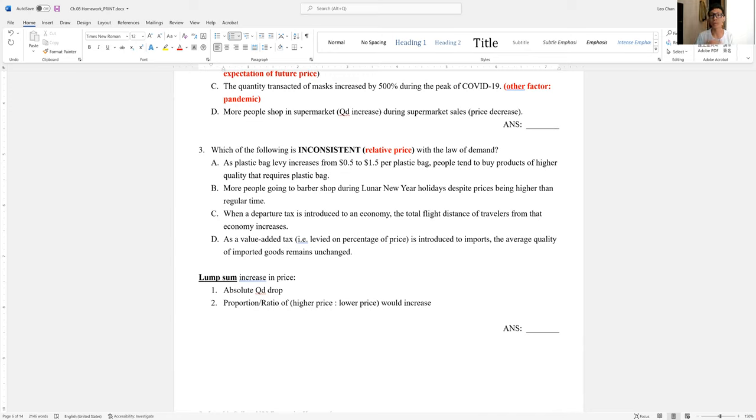Now this one we've talked about in our videos, actually in our class. The relative price of higher versus lower would decrease, as a percentage change. We always have these two conclusions. So, as the plastic bag levy increases from 0.5 to 1.5 per plastic bag, people tend to buy more products of higher quality that require plastic bags. Yes, this is true, because remember, 0.5 and 1.5 are lump sum increases in the cost.